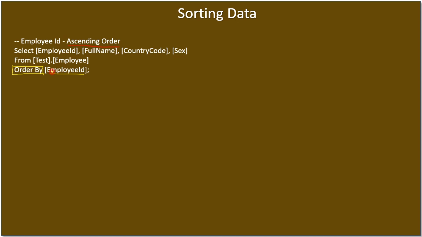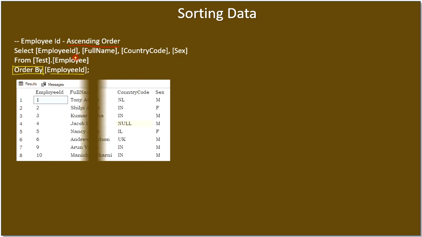But it's not mandatory that you specify a column name which is in the select list. You can even sort by a column that is not there in the select list. Anyhow, here we are performing the sorting based on this specific column, employee ID. By default, the sorting will be in ascending order. And if you see, the employee ID here is sorted in ascending order, from 1 to 10.